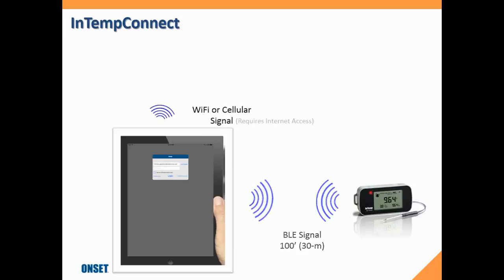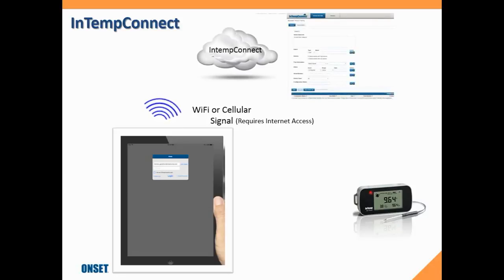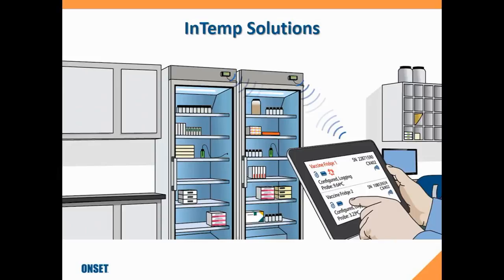The difference is if you have Wi-Fi or cellular signal on your smartphone or tablet and internet access, you have the ability to push that data to the InTemp Connect cloud or on the internet. Also, if you're using InTemp Connect, you would do your configurations in the cloud, and then those are pushed back down into your tablet and then off to the data logger via that BLE technology. And there are more detailed training materials on the InTemp website for using both the InTemp app and InTemp Connect.